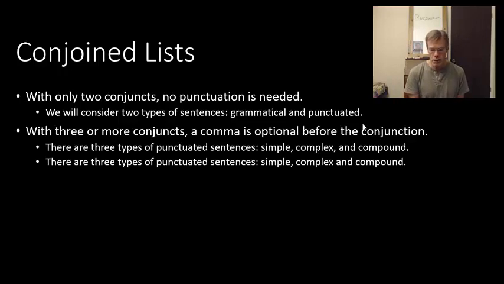With three or more conjuncts, a comma is optional before the conjunction. So there are three types of punctuated sentences: simple, complex, and compound. And this comma here before and is optional. The name for this particular comma is the Oxford comma.